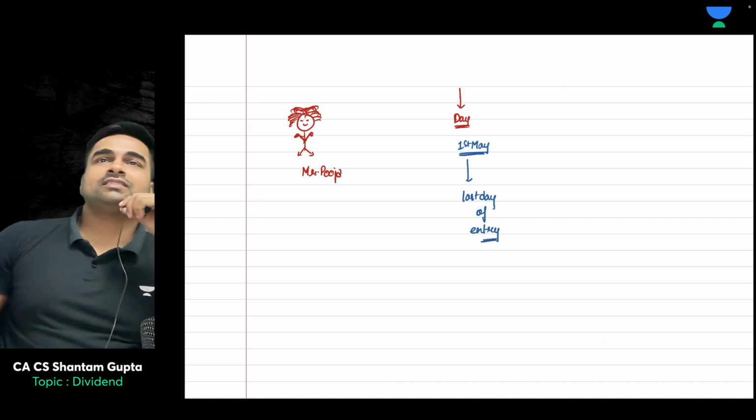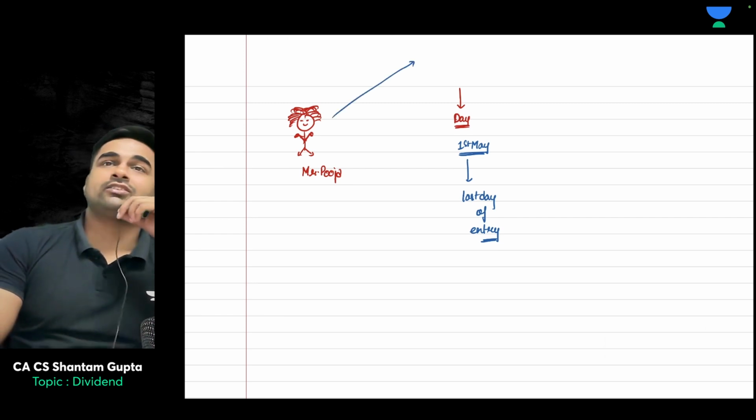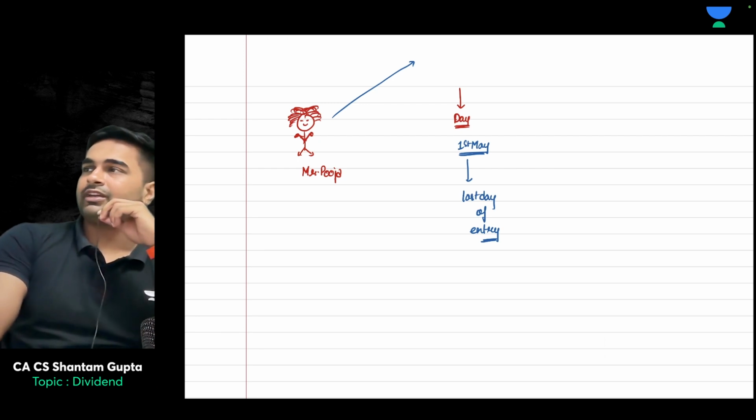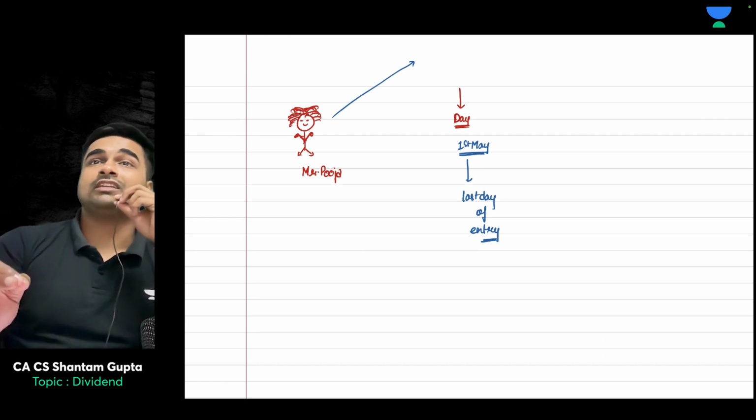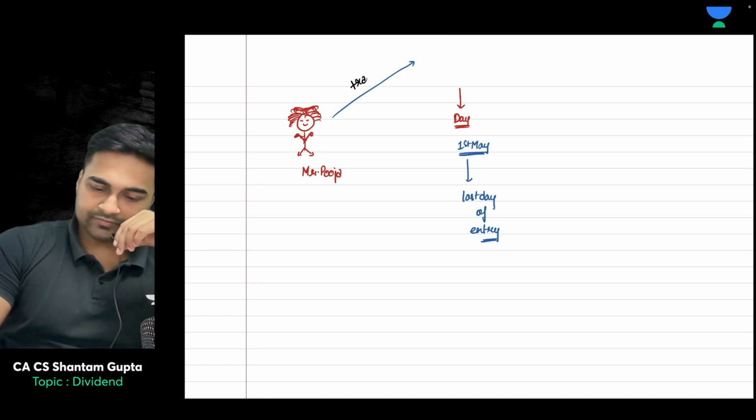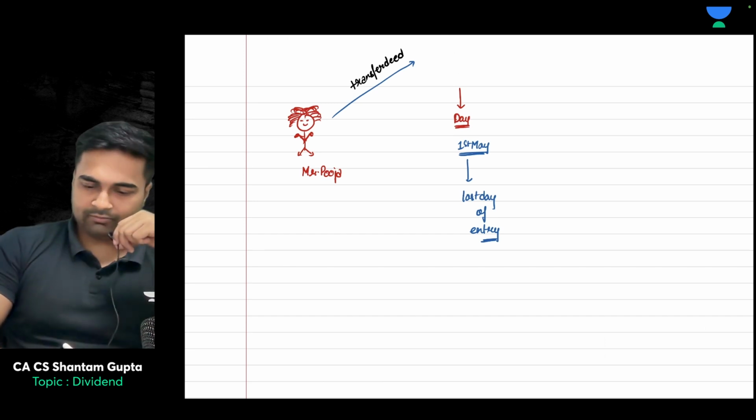Now understand this. In order to transfer shares, something which is deposited is known as a transfer deed. So a transfer deed has been made. Pooja is transferring shares to, let's say, Joshua.